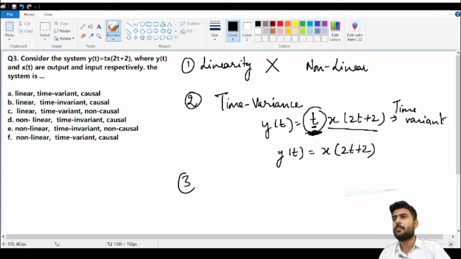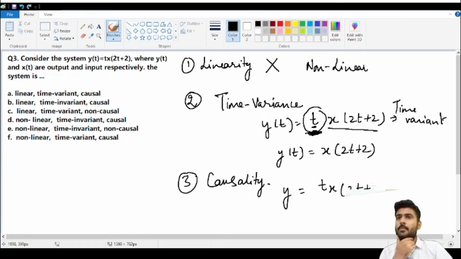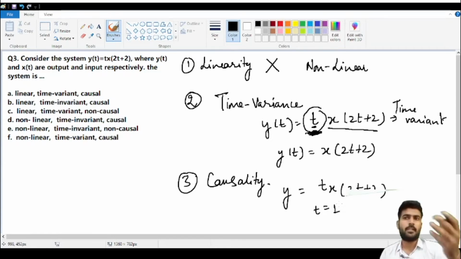The third condition would be for causality. For causality, we only have to check whether the system is dependent on present or past values only, or is also dependent on the future values. So for that we will write y is equal to, for instance, what we are given is t times x of 2t plus 2. Now if, for example, we want to calculate the output at t is equal to 1 unit of time.